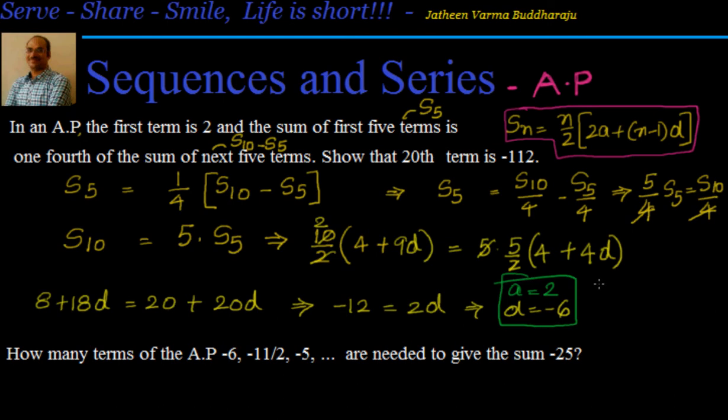I can go ahead with the 20th term. 20th term, how do we write it? A20. A20 is nothing but equal to a plus 19 into d. Now what is a? 2 plus 19 into what is d? Minus 6. If you add them, that's nothing but equal to minus 112. That's how you can solve it.